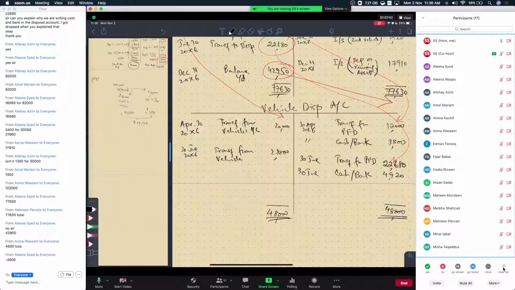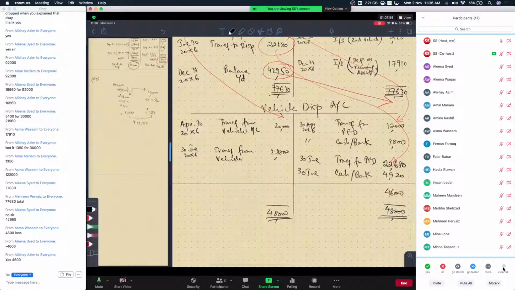4,600, Alina as well. Thank you. 4,600. Yes, Alicia also agrees. Right, excellent. So this, hopefully it is on the credit side here, right? This on the credit side. The debit side is bigger and the credit side is smaller. That's why the $4,600 is coming here, right?